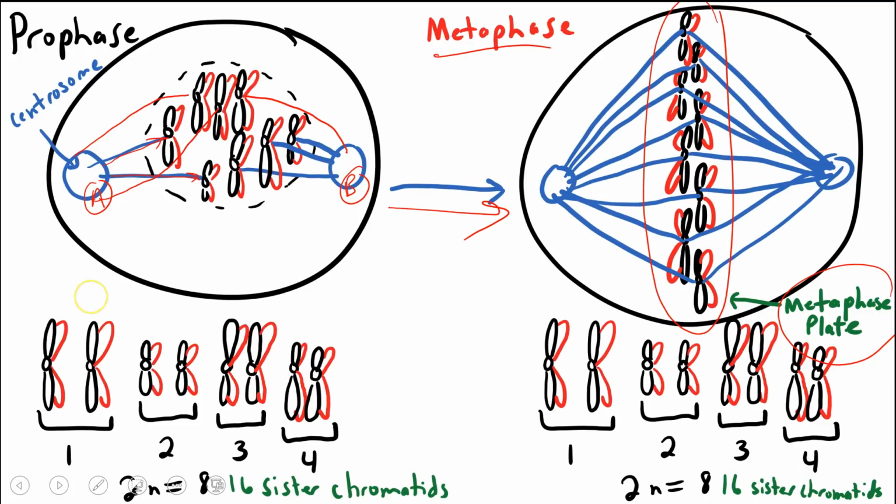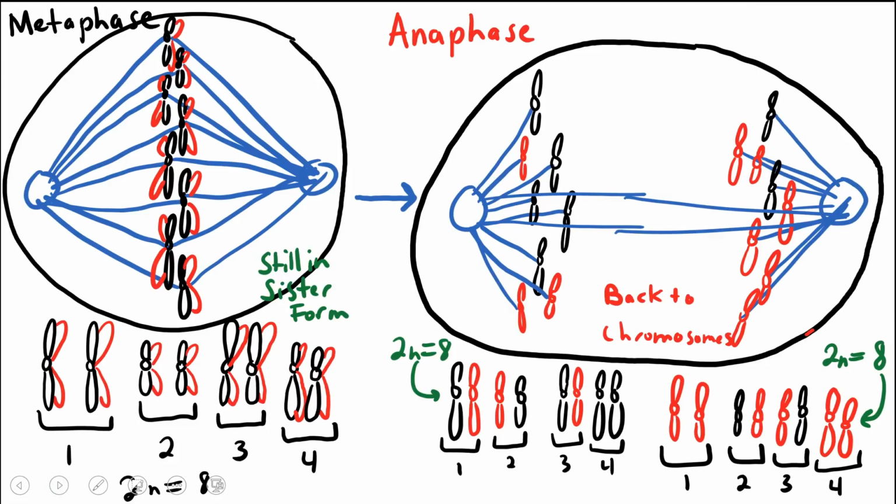So let's transition from metaphase over here to anaphase. Okay, keep in mind that up to this point we haven't really done anything as far as separating genetic material. That's all about to change in anaphase. Anaphase is where the cell separates these sister chromatids.